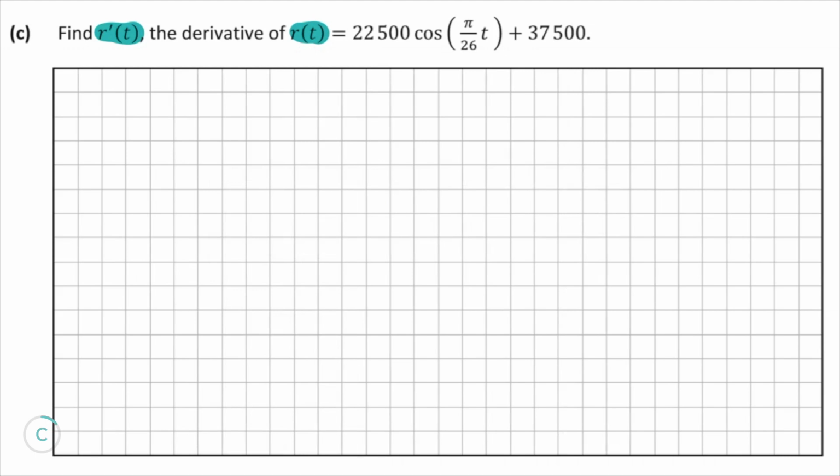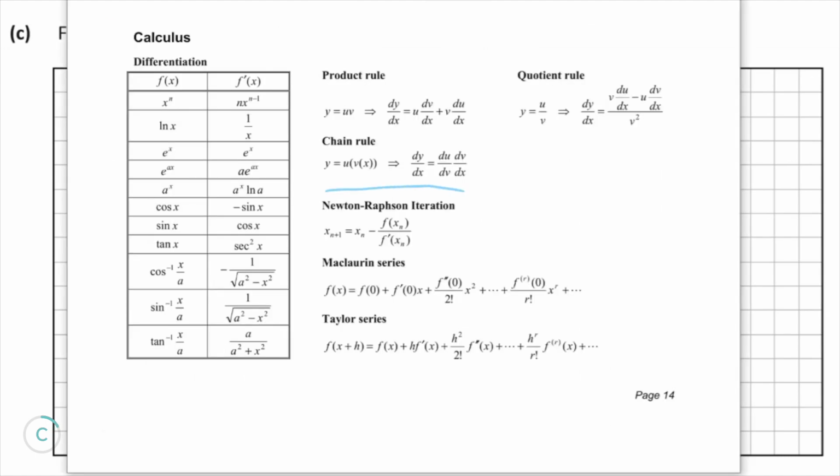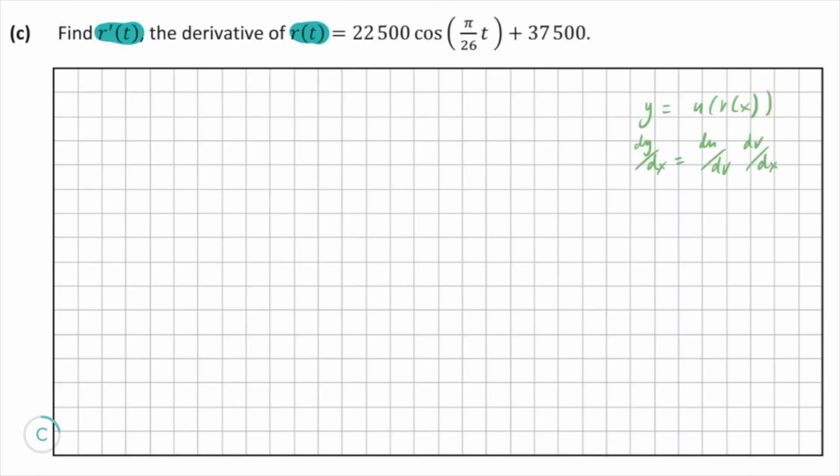And the chain rule can be found in our log tables. So we have that just here. We're just going to write that out. And we know we have to use this because we have a cos function, but with t inside the bracket. So this is sort of like a function within a function, and that means you need to use the chain rule. Now, first of all, we're just going to figure out what the derivative of cos is.